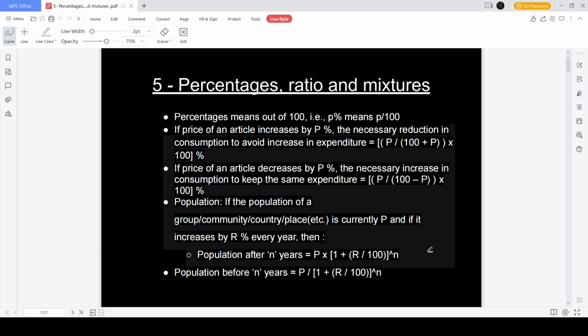Percentages is something out of 100. Okay, that's what we need to know. Ratio is the relation between two quantities and how they differ. And mixture is a mix of many items, you can say. Let's jump into the questions.